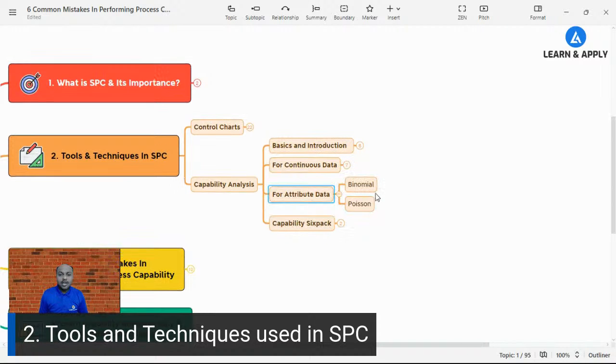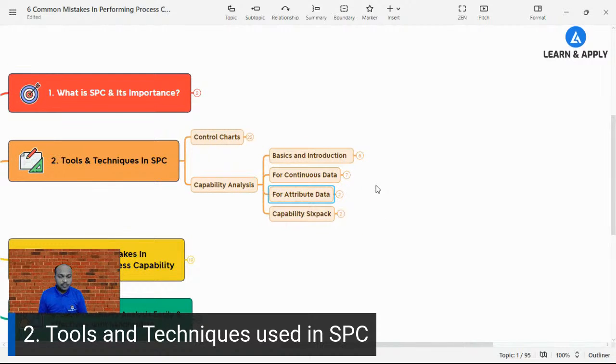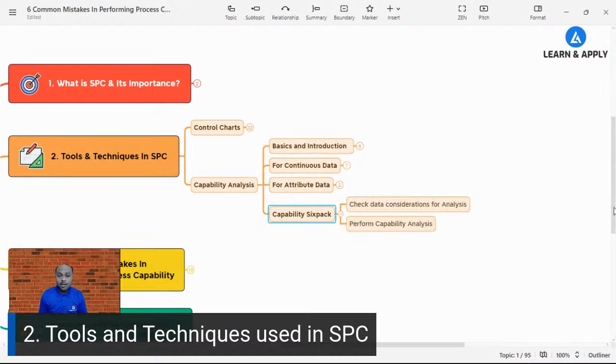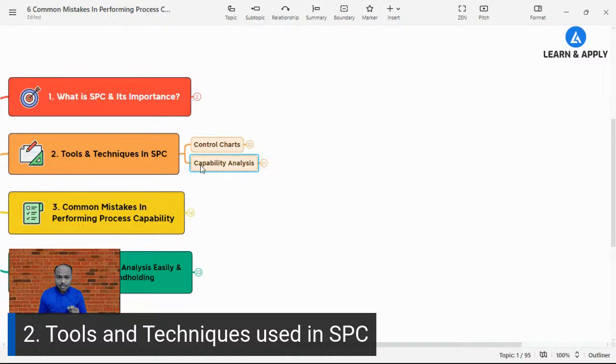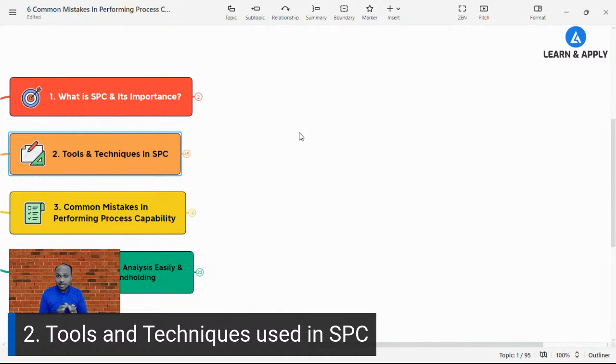If you have attribute data, then we need to use either binomial or Poisson capability analysis. So this is the proper selection of the tools. Now there is an advanced concept that comes as a part of capability analysis, which is the capability six pack. Why is it important? Because if you use the capability six pack analysis, it helps you reduce mistakes. It will check the data considerations for analysis, and at the same time it will help you perform this capability analysis. So this is just an introduction before going to the mistakes, because whatever I have explained will help you understand the solution part. That's why I have explained it in detail.